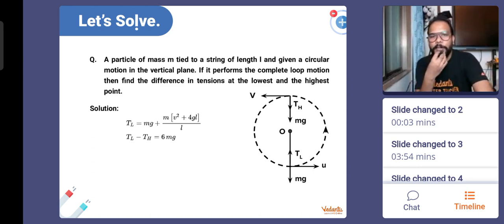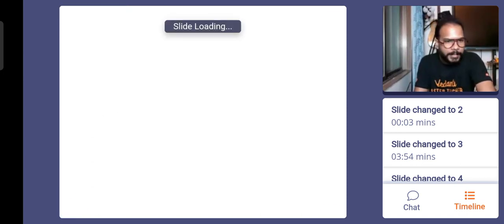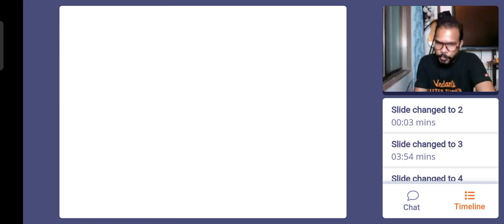They have used the value of u as under root of 4gl. They are considering that at the topmost point the velocity will become... Let me correct it. अच्छा नहीं नहीं मैं फिर भी इससे नहीं जाऊंगा. मैं लिखूंगा जो मैंने वहाँ लिखा है, 2mg plus m by l u square minus v square. That's the equation I wrote here. ठीक है everyone? u square minus v square, perfect, exactly.